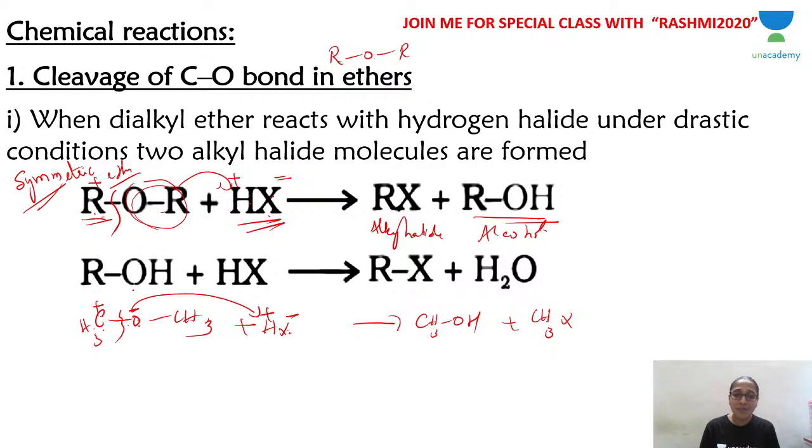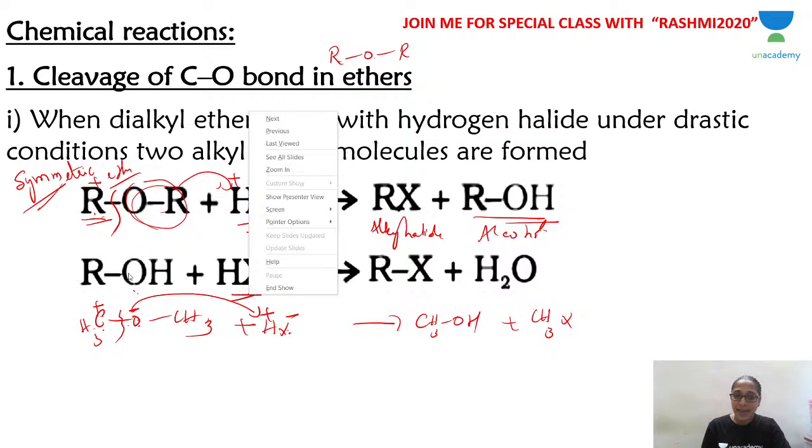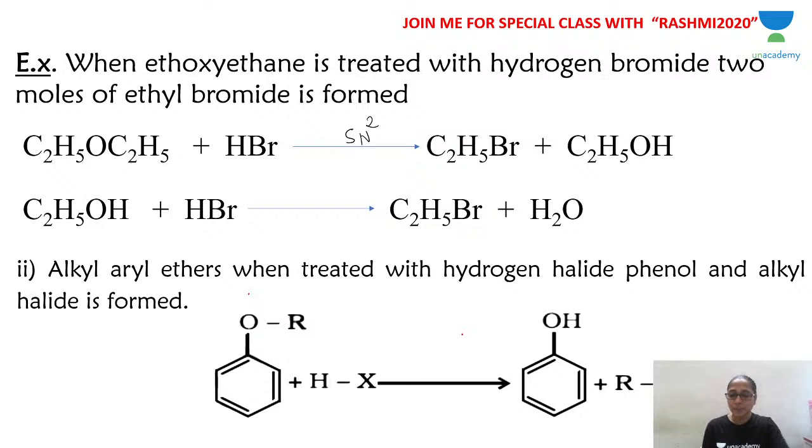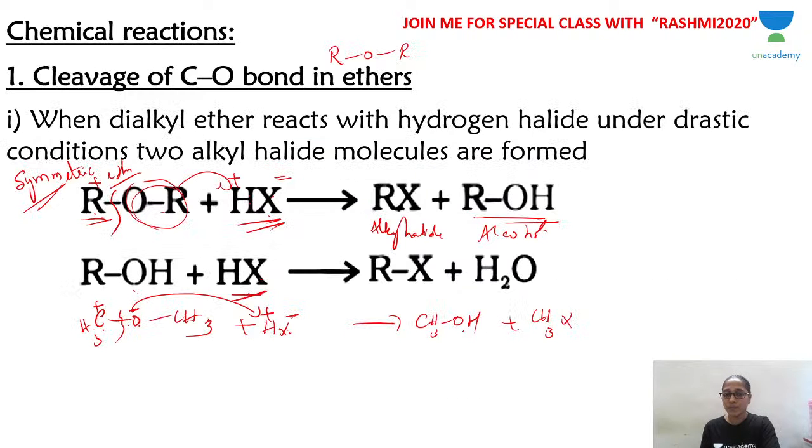The alcohol formed continues reacting with the hydrogen halide. Again, the bond between R and O breaks, the carbon oxygen bond breaks. Oxygen is more electronegative, so you have OH minus and R plus. Now mix them. OH will take up H forming water. R plus and X will form alkyl halide. So you get 2 molecules of alkyl halide.